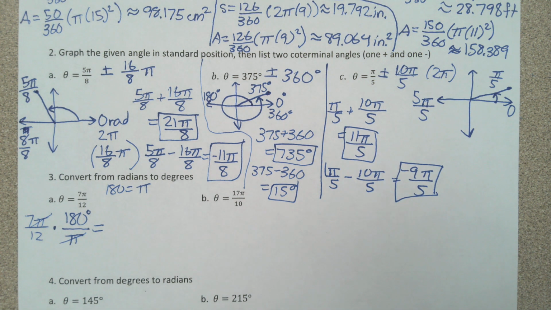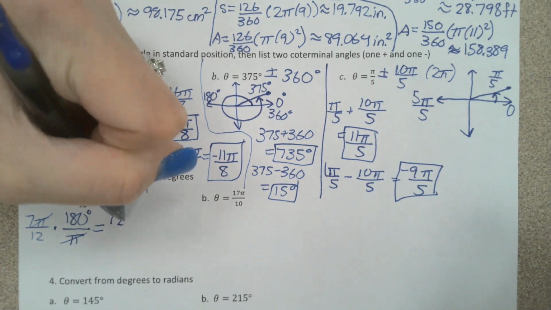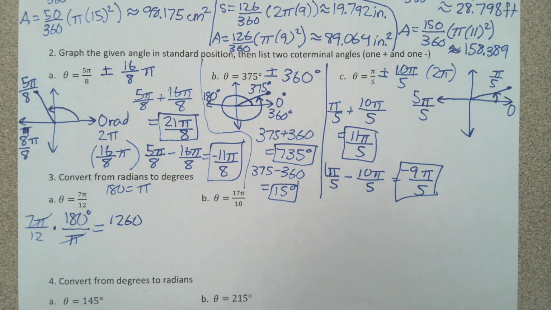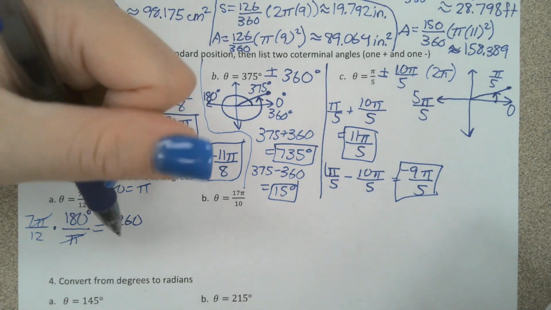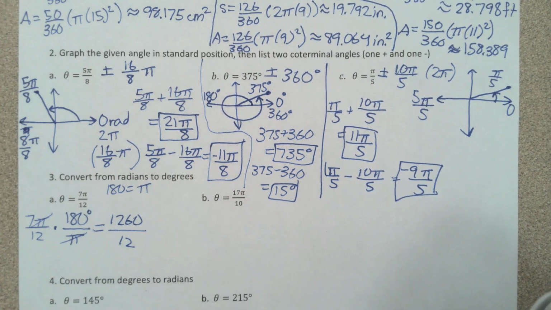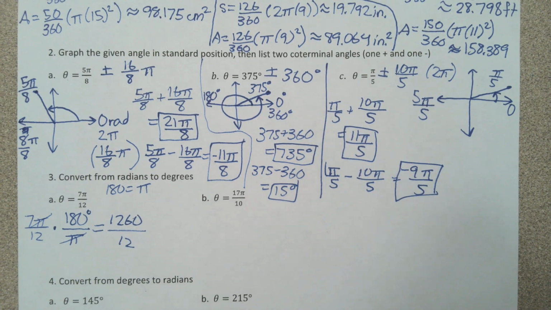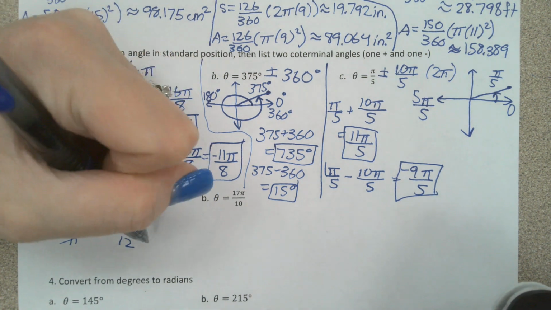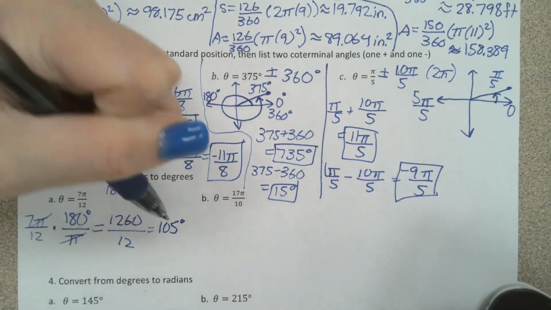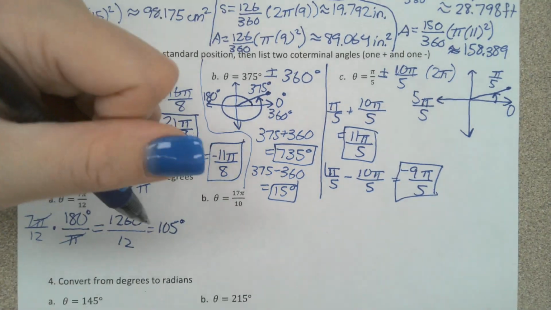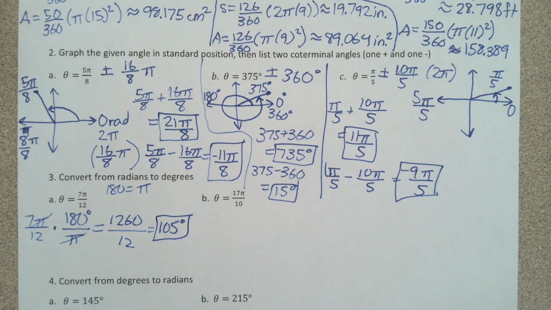180 times 7 is 1260, and that's going to be over 12. And this actually divides nicely. This is 105 degrees. So that's my answer in degrees.